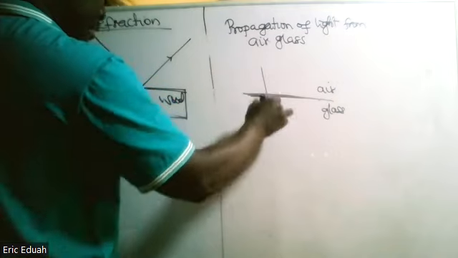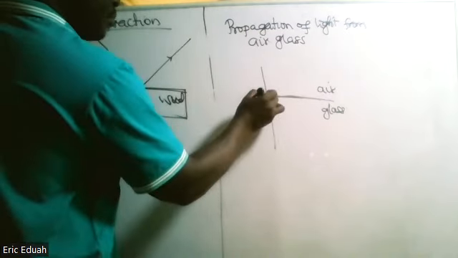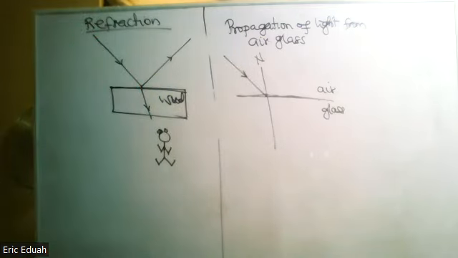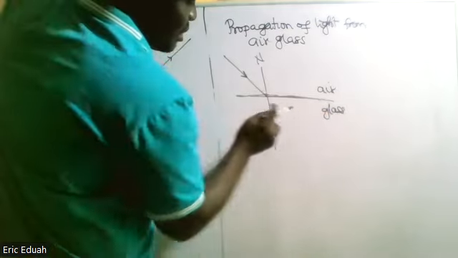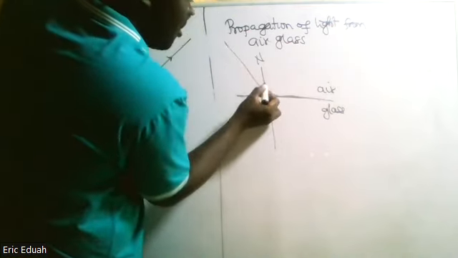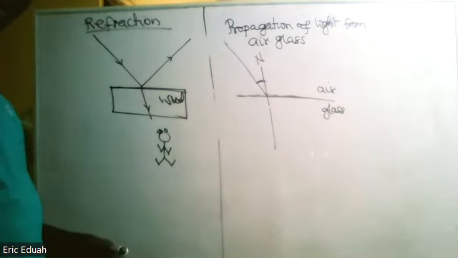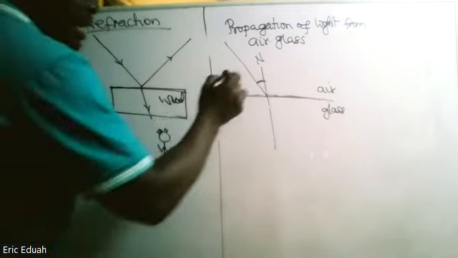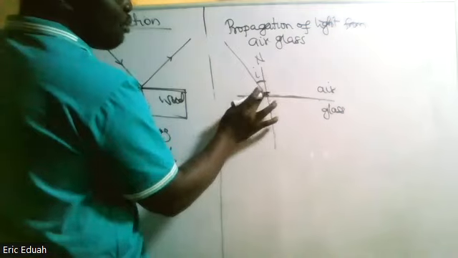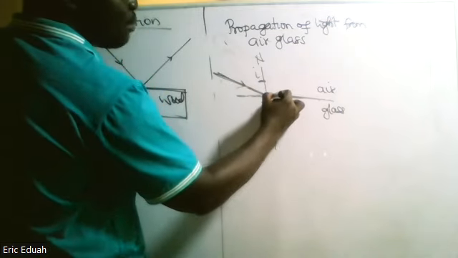Now we need the normal. So when you incident light to the surface, because the density of the second medium is greater than the density of the first medium, what is this angle? It is the angle of incidence, I. Once the light is moving from air to glass, its path will be bent towards the normal.